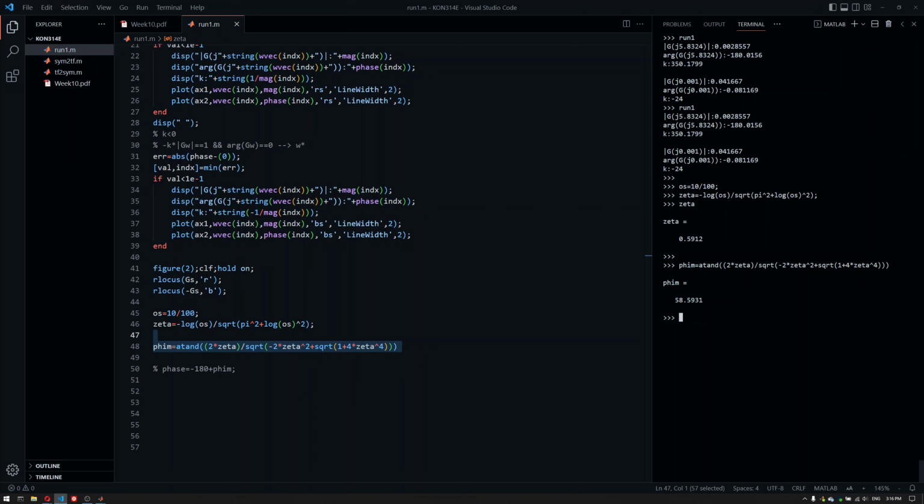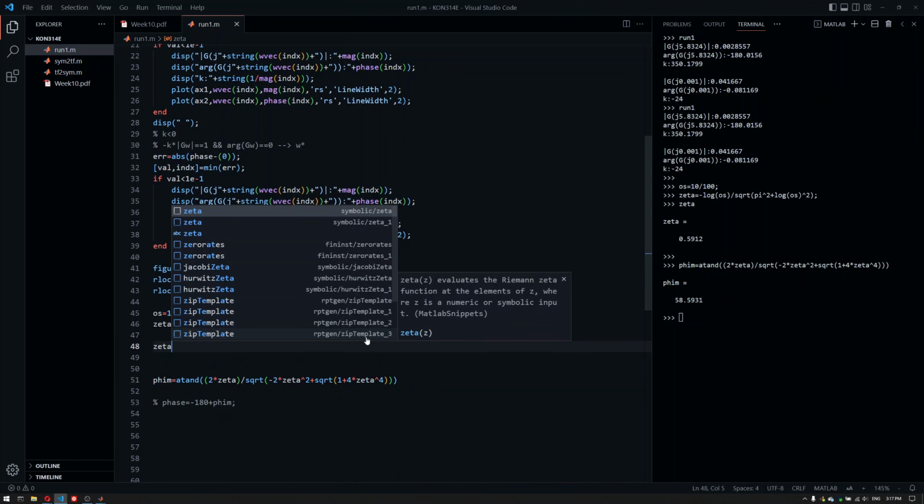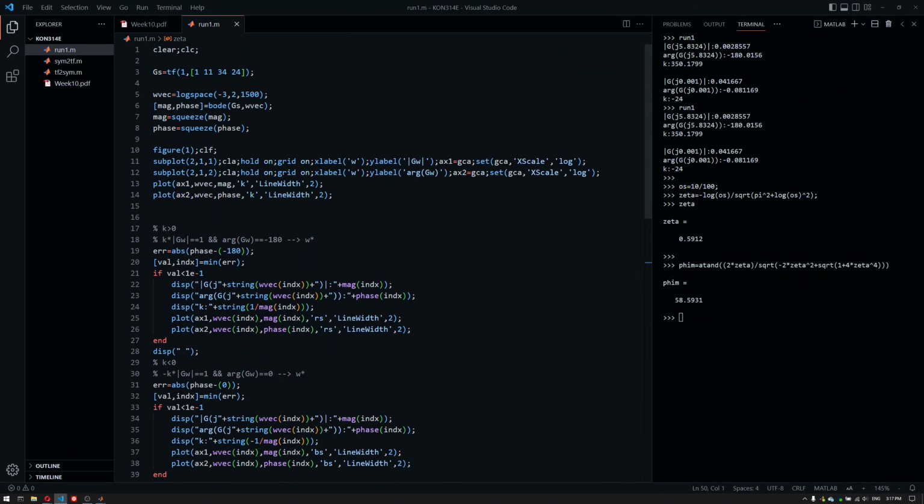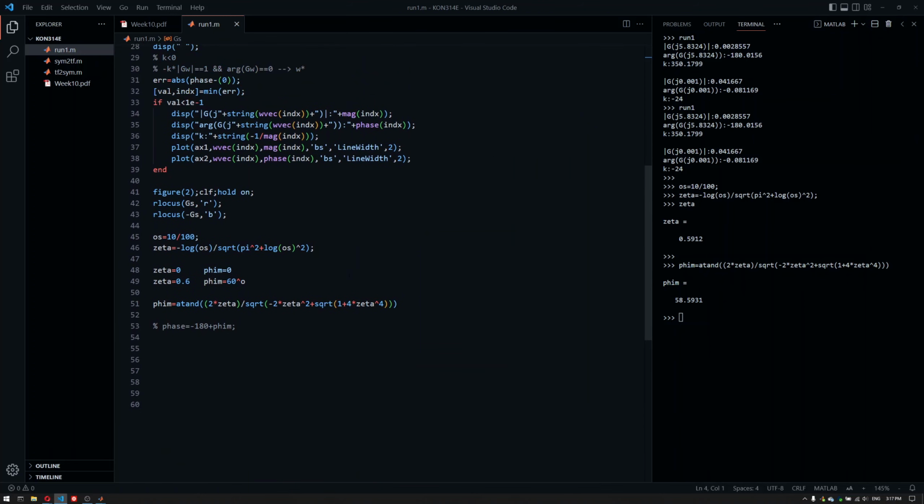If this phase margin is equal to 0, then zeta is equal to 0. So if zeta is equal to 0, phase margin is equal to 0. If zeta is, for example, 0.6, roughly, then phi m, this margin, becomes 58, 59, let's say 60 degrees. So that's what it is telling us. This relation is, of course, accurate for second order transfer functions.